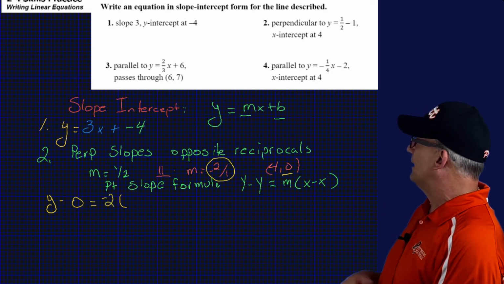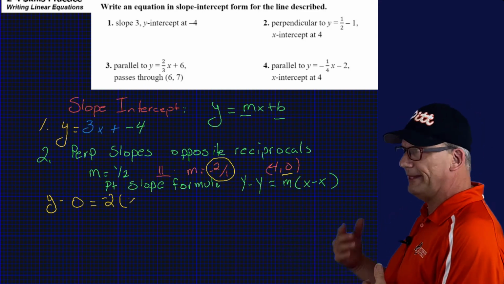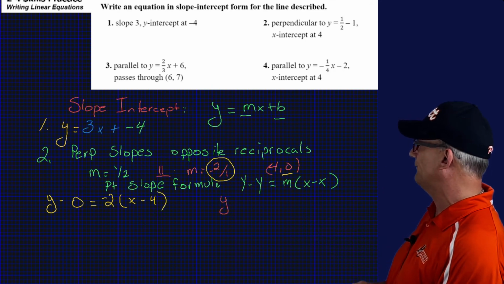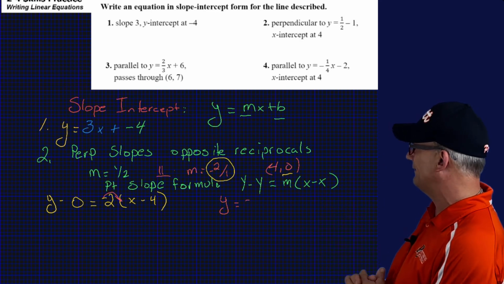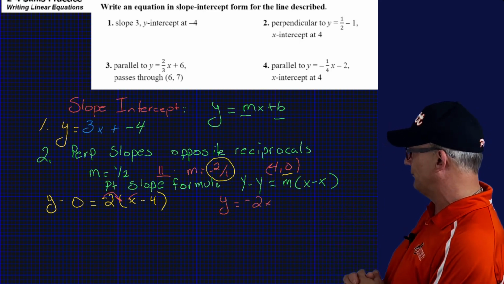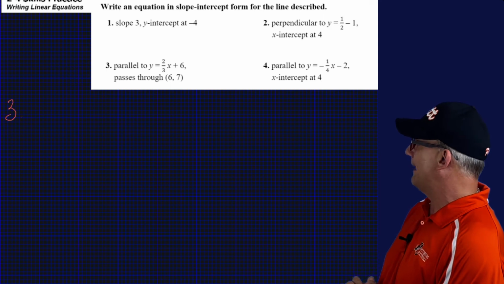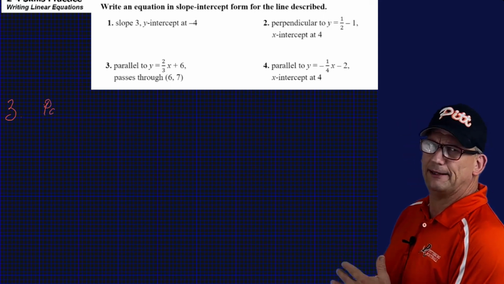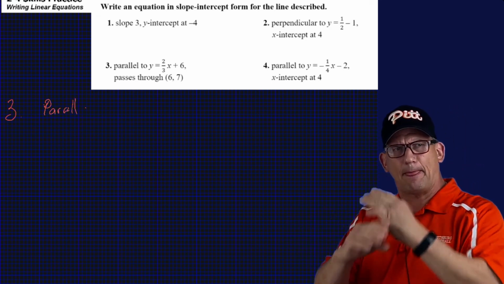So here we go. The y1 is 0 because the point is 4, 0, equals the slope, which is the opposite reciprocal, -2, times x minus 4. Now we do some simple math. We have y equals -2x, right? Plus 8. All we're going to do is distribute. We don't have to worry about the 0, obviously. Now here we have a slope of -2, and the y-intercept is positive 8. And if we drew those two lines together, they would be perpendicular, right?